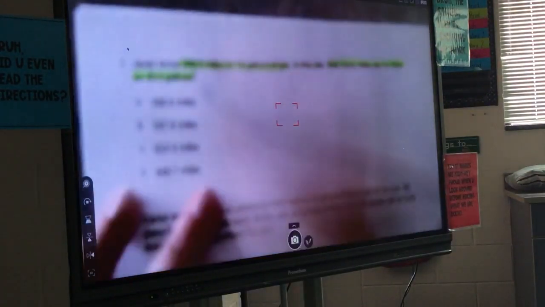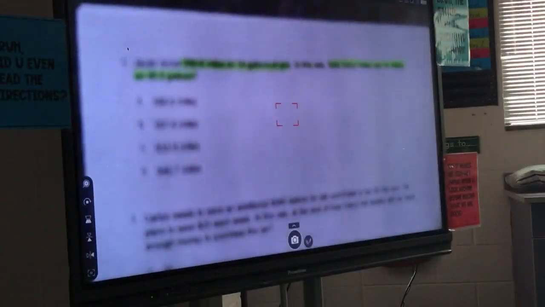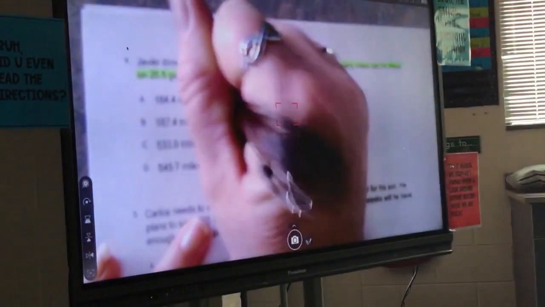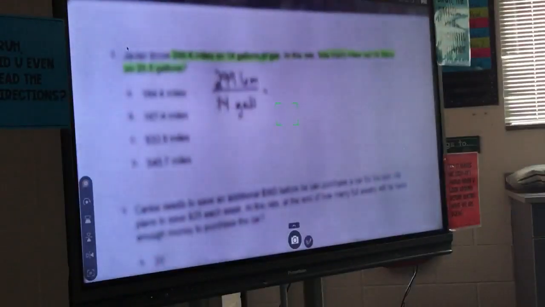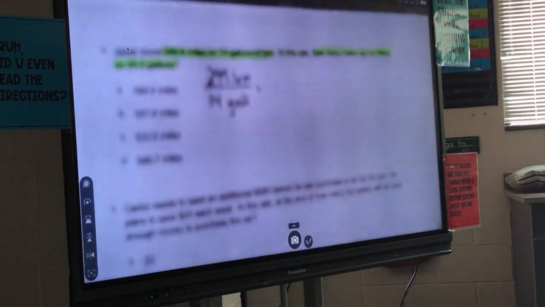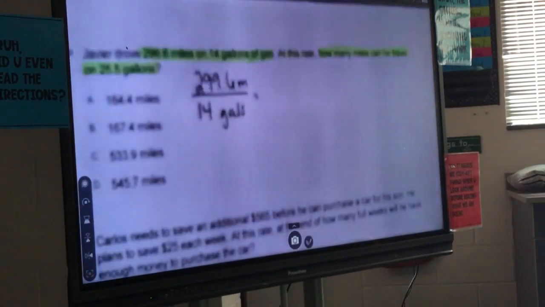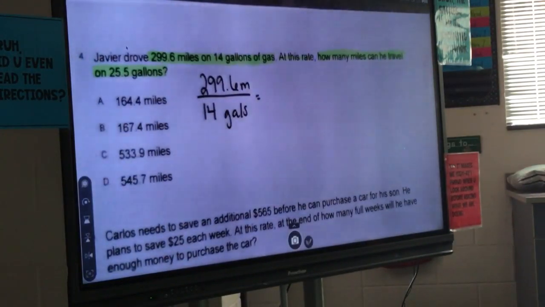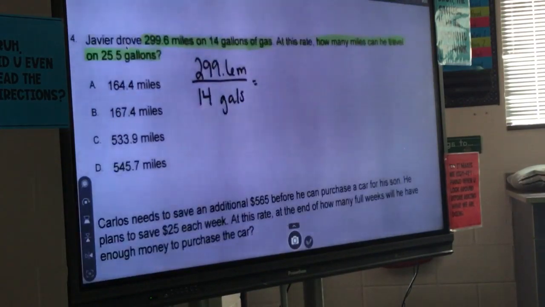All right, so raise your hand and tell me, how do we set this up? Gracie. So you divide two. No. How do I set this up? Okay. 299.6 on top and 14 on the bottom. Do you need to have units with this? Yes. So again, if you're not doing units, you need to start adding your units in. You've got to add those units in.